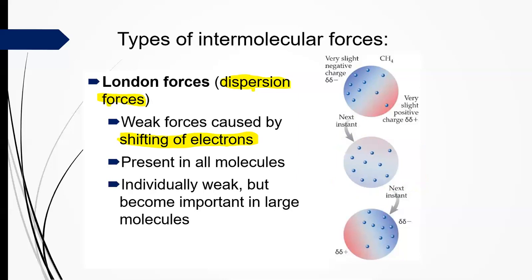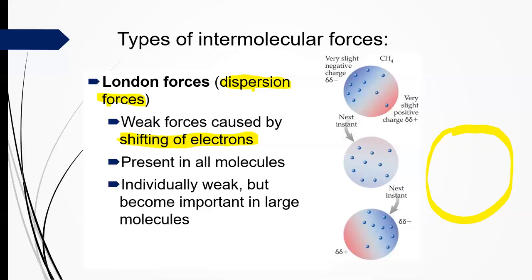Now, by themselves, they're pretty weak, but they can become much larger and more important as you get to larger and larger molecules. If you kind of imagine it, if this was our atom, and we have only one electron, that electron is going to shift that partial positive and partial negative from one side to the other as it moves around. Now, the most that could ever shift it is by one electron charge.